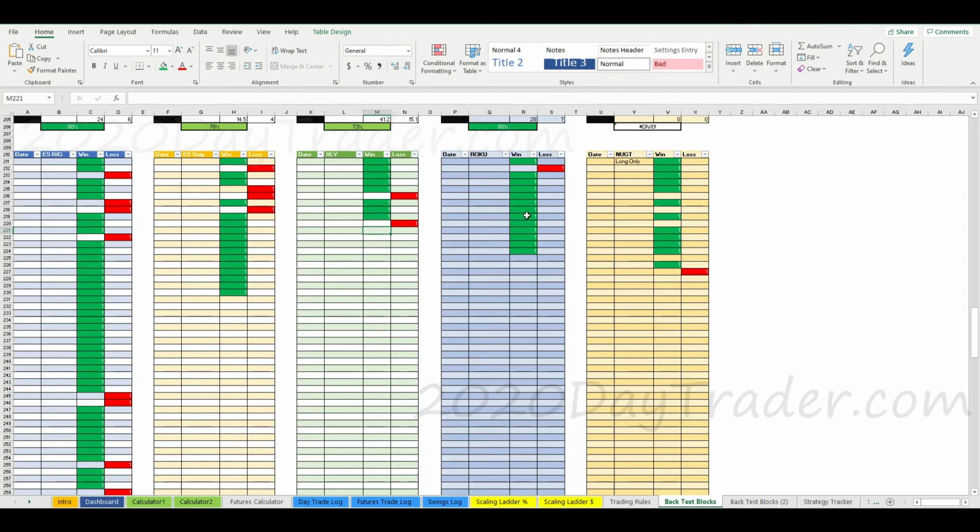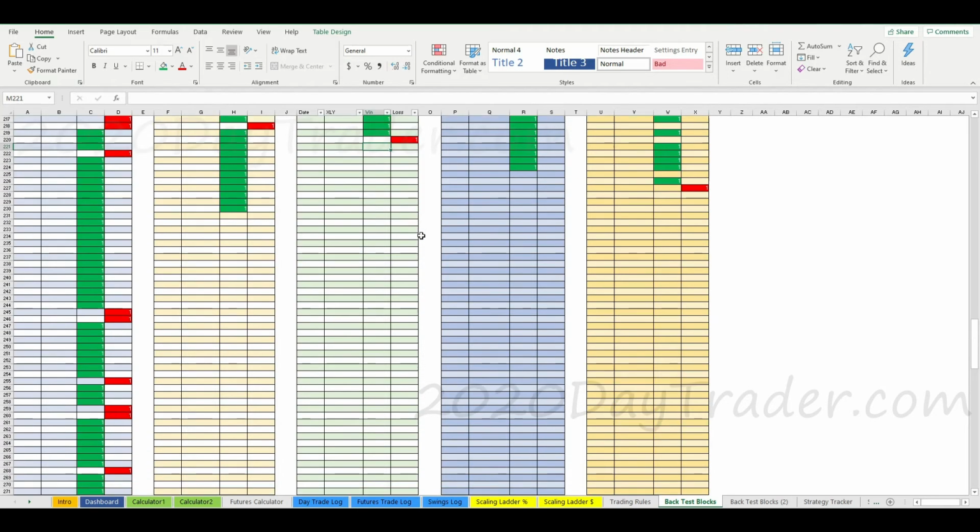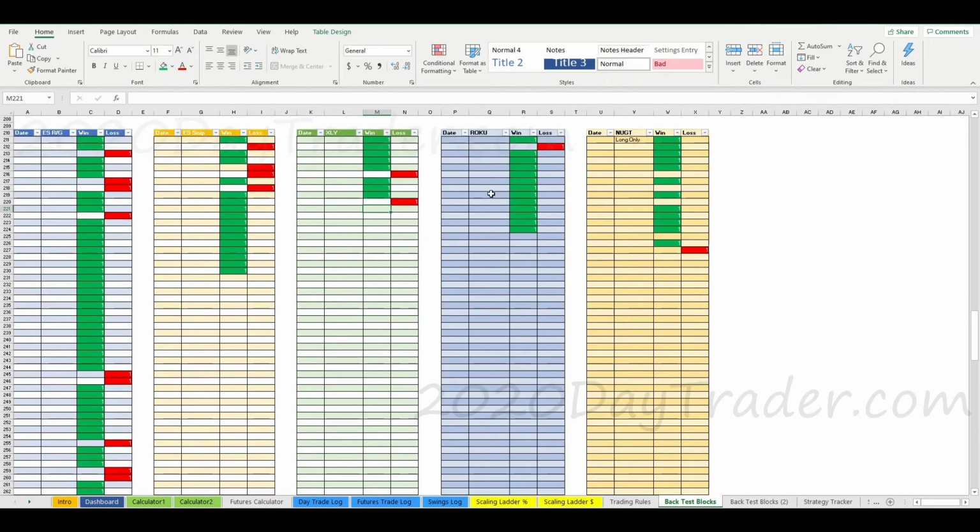I don't really care to spend the time to pull in data from 4 years ago when it doesn't really matter right now. So there we go. So Roku. What I'm seeing here is I don't have 2 losers in a row typically. Very high percentage win rate. So I can be fairly aggressive.